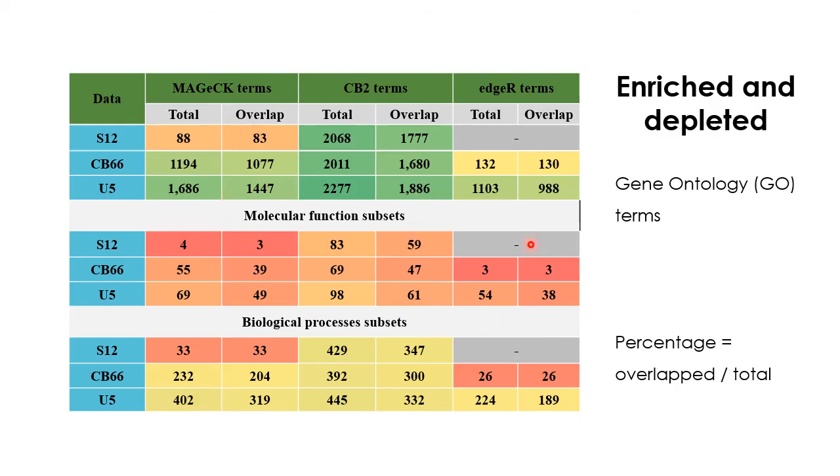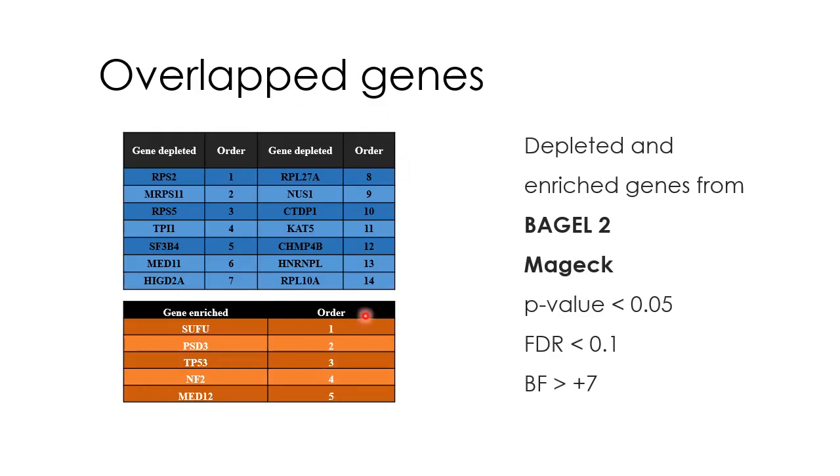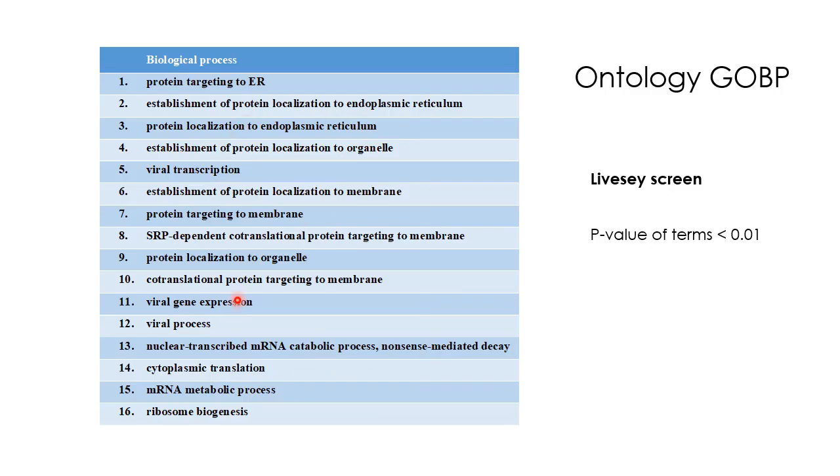This comparison was done for whole sets of GO terms, molecular function, and biological process subsets for all the datasets and all the algorithms, and the percentage of overlap was calculated, which is surprisingly high for all in general, but MAGeCK and BAGEL perform best with Livesey data. And these are the 19 significant genes common to MAGeCK and BAGEL2. And these are the biological processes which are related to these genes, which can be categorized into three sets: protein localization, viral related, and transcription and translation.